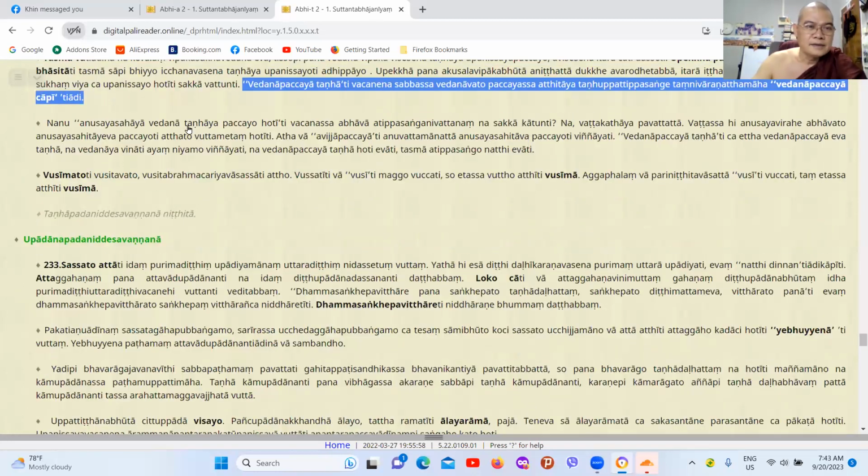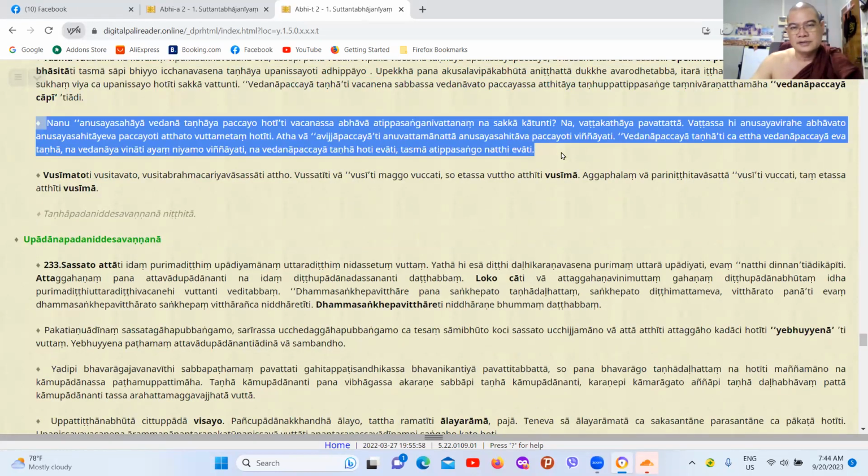Okay, let's see here. For knowledge, to think more. Anusayasahaya vinnanassa paccayo hotiti vacanassa abhava, there is no teaching, you know. The Buddha just said vinnana paccaya namarupa. The Buddha doesn't emphasize or differentiate that vinnana, whether anusaya vinnana or not. The Buddha did not say anusayasahaya vinnana tanhaya paccayo hoti. This sentence is not said.